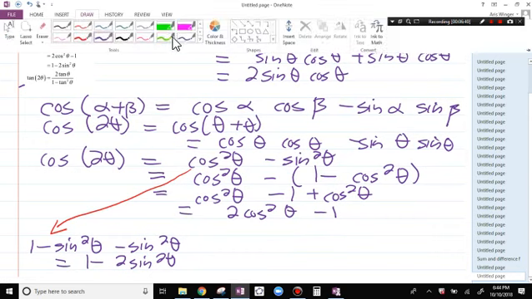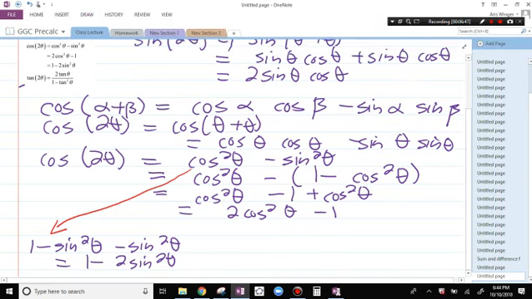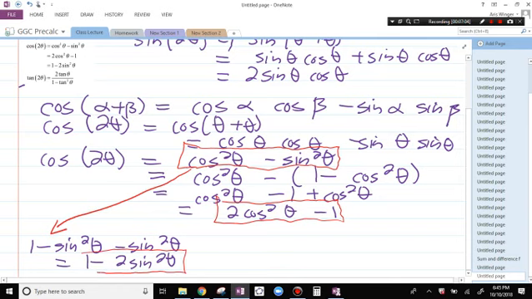Let me put this in a, I don't use this pink that often. Wait, what's this one? Orange. Let's use red. So here's one, that one was the first one. This one was the second one. And here is the third one, right? Double angle identities.